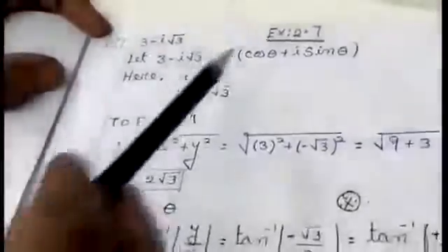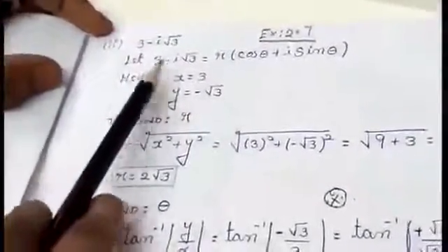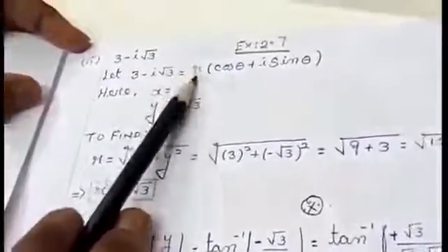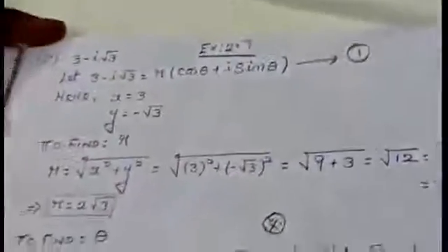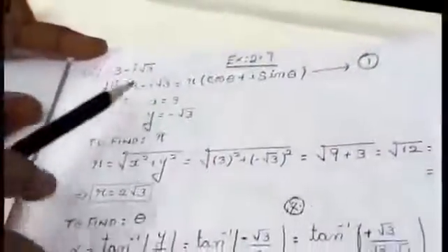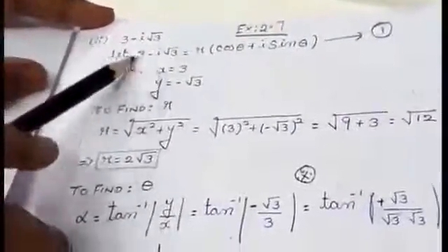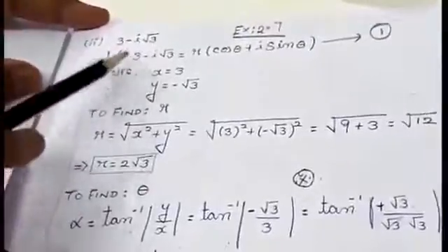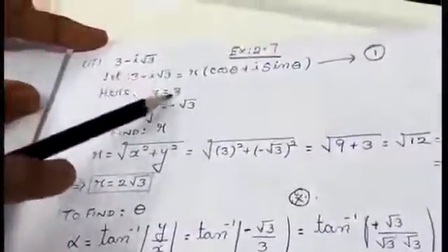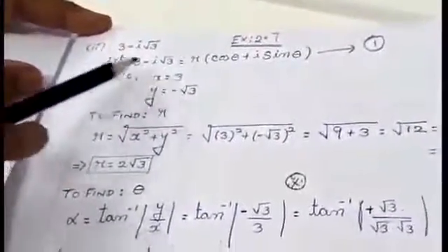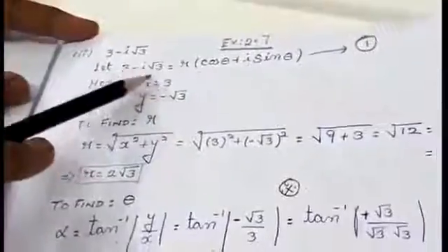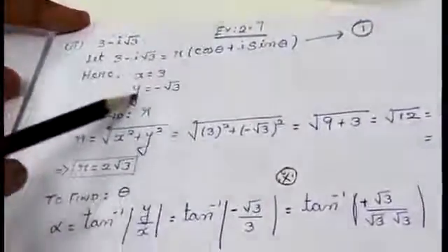So what is the first step I am doing here, students? 3 minus i root 3 is equal to r (cos theta plus i sin theta). This is the first step, and I am going to mark this as equation 1, as I told you in the concept. What is the value for x? x is the real part, y is the imaginary part. So the real part is x equal to 3 and the imaginary part y is minus root 3. I am taking plus 3 as x and minus root 3 as y.